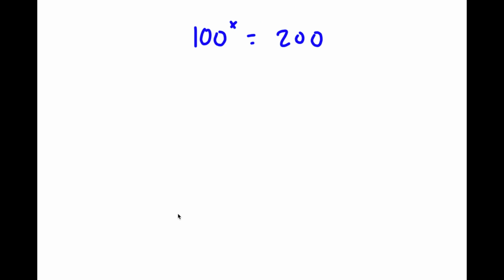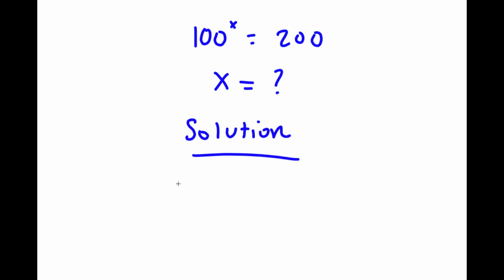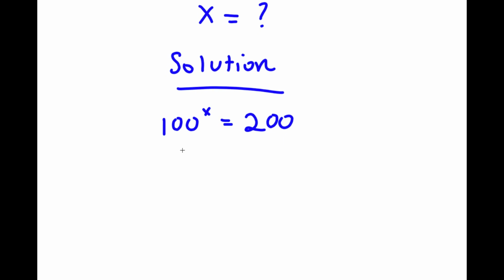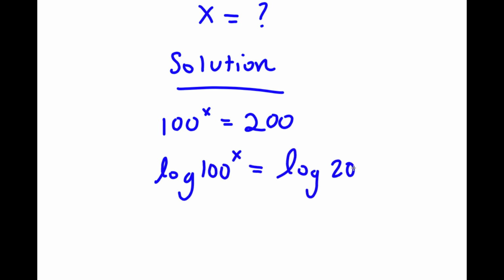Alright, so in this problem, I have 100 to the power of x is equal to 200. So I want to find the value of x here. So for my solution, first start with 100 to the power of x is equal to 200. Now I'm going to take the log on both sides. So I have log of 100 to the power of x is equal to log 200.